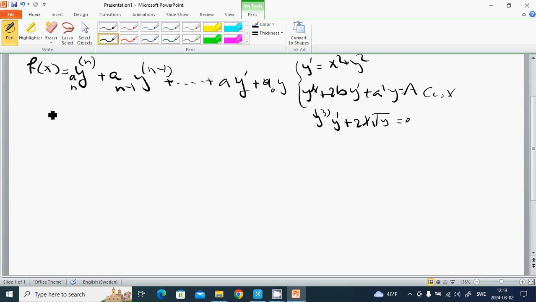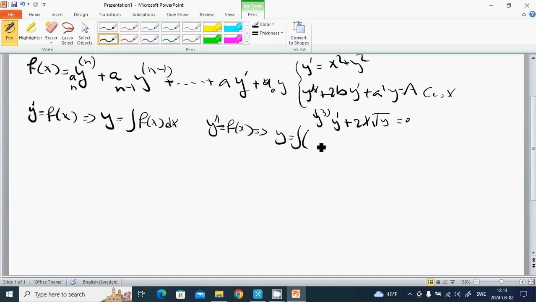We have seen before that if y prime is f of x, then y is the integral of f of x dx. And if y double prime equals f of x, then y equals the double integral of f of x dx dx plus c1 x plus c2. And here also a big plus c.